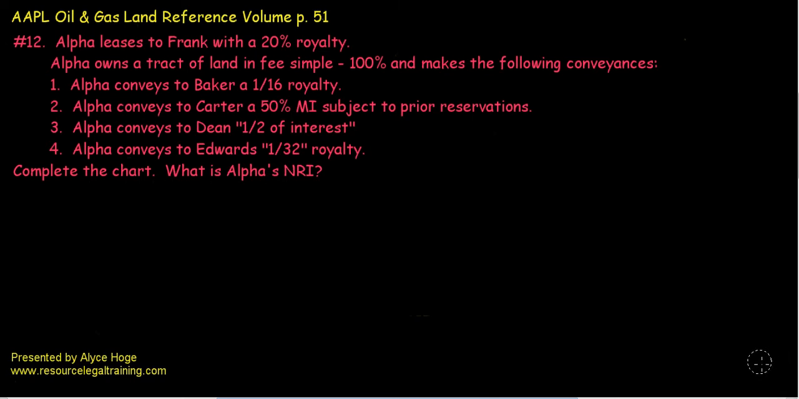Okay, now we're going to look at number 12. It's a fairly complicated conveyance scenario, hypothetical. So we're just going to read it through the first time.